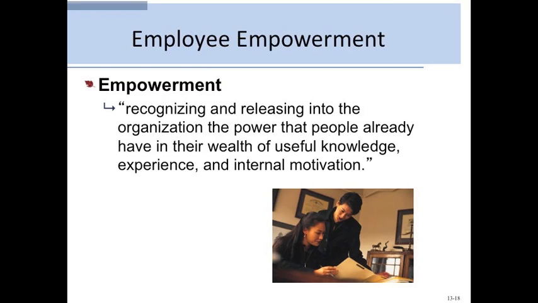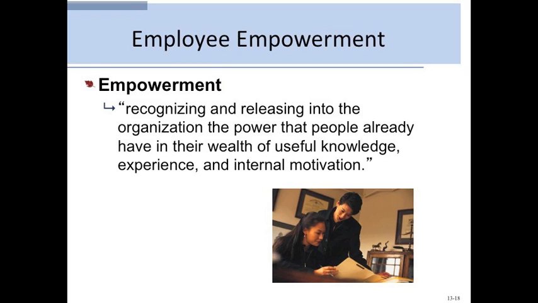Well, that's why we've been talking about how managers influence and how they wield power. But the reality is, in most organizations now, we talk a lot about employee empowerment, employees actually being able to influence, and employees actually having power within the organization. It says here that employee empowerment is recognizing and releasing into the organization the power that people already have in the wealth of their useful knowledge, experience, and internal motivation.